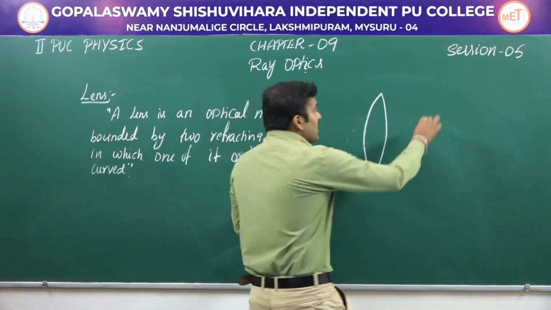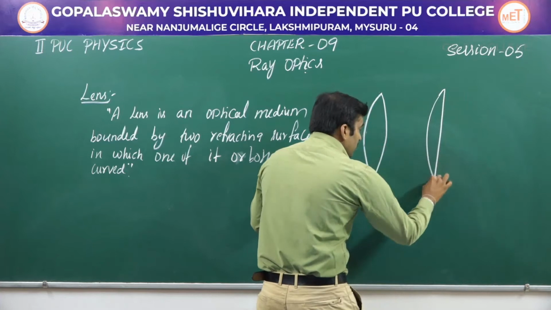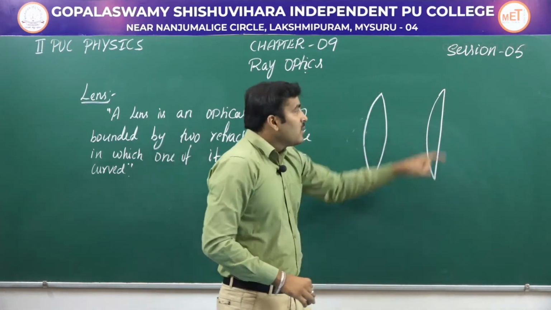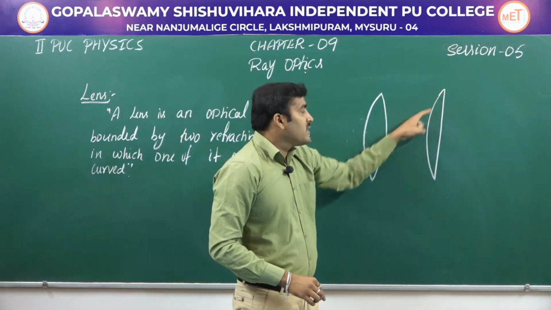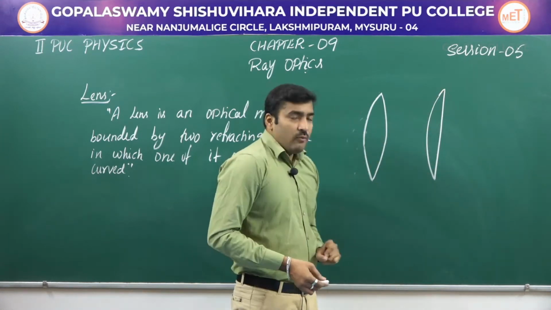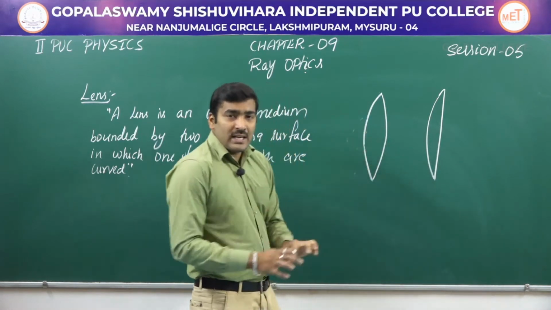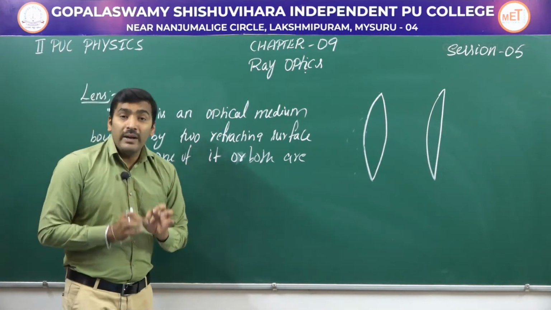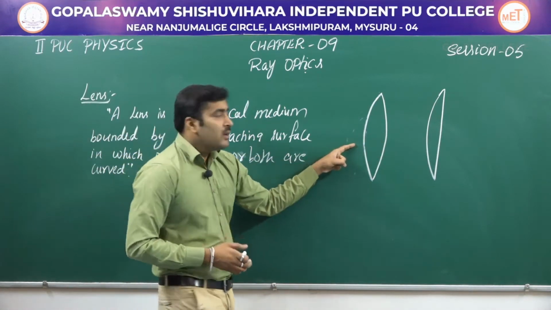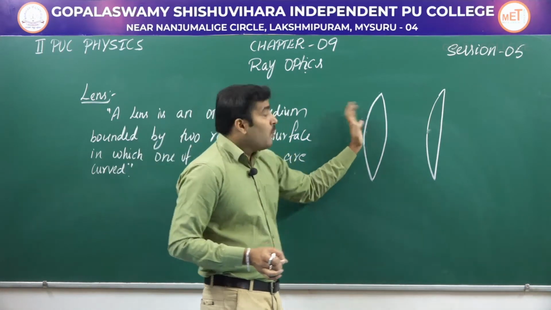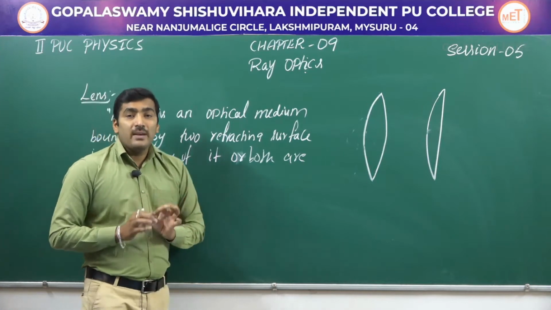Okay, so we have a lens like this also. What happens in this case? One surface is a plane surface, which is also a refracting surface, and the other surface is a curved one. Well, so this is also a lens and this is also a lens. So what is a lens then? A lens is an optical medium bounded by two refracting surfaces in which one or both are curved.